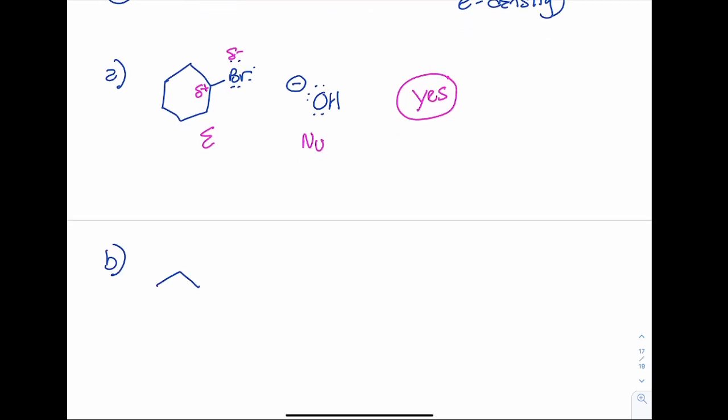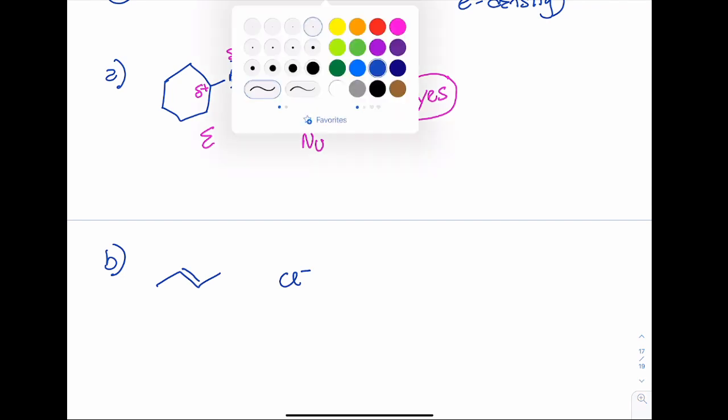Another one for us. So will those react? I want you guys to think through this one yourself first. And then if you have to pause to think about it a little bit, by all means, and then just hit start again.